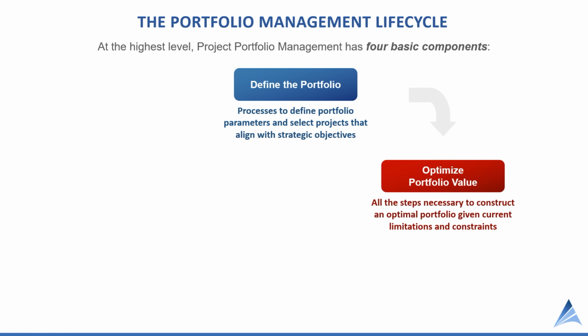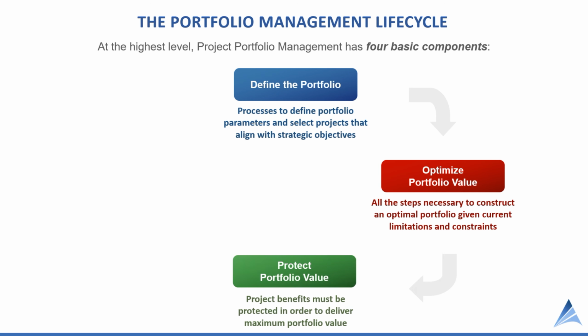Then we have the optimized portfolio value lifecycle phase. These are the steps necessary to construct the best possible portfolio given our current limitations and constraints. Virtually every company has limitations on budget and people, and we're trying to do the best we can with what we've got, the most bang for the buck, so to speak. That's optimizing portfolio value. But then we actually need to go out and deliver the work.